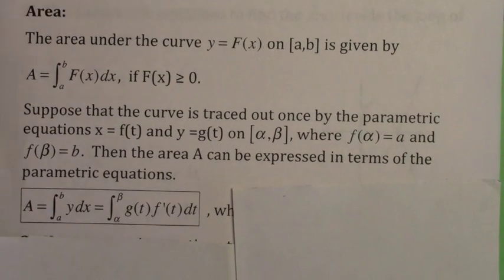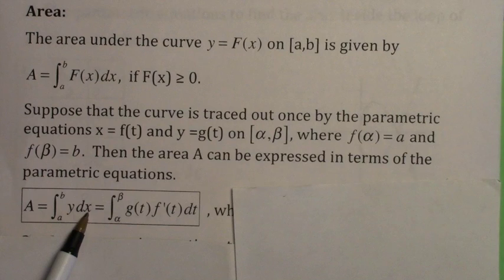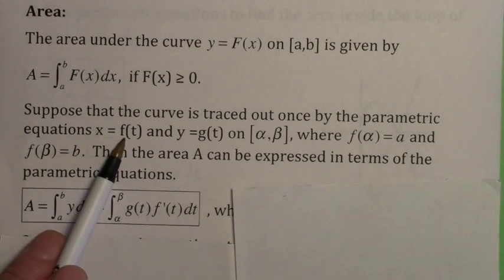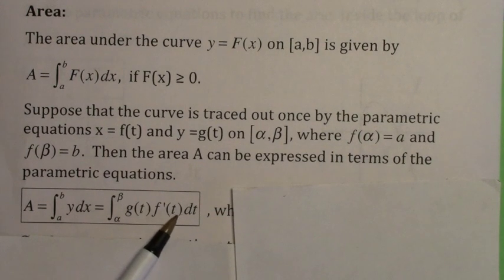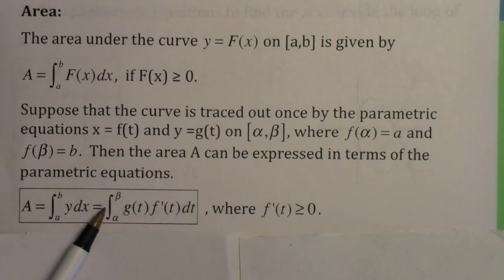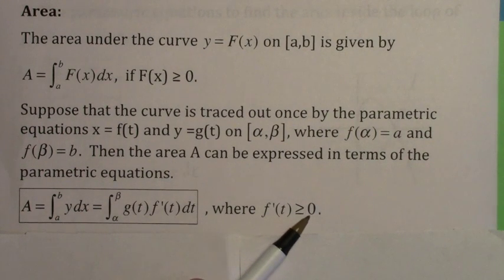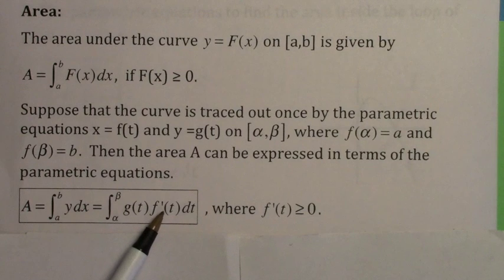Then you can express the area. You can replace y with g of t, because we're assuming y is g of t. And dx, the differential of x, isn't it just dx/dt times dt? That's where you get the f prime of t dt. This whole thing is dx, isn't it? Now this is important. You have to assume that you're traversing the curve from left to right. So you have to assume that f prime of t is greater than 0. In other words, as t increases, x increases, right? All right, so here we go.